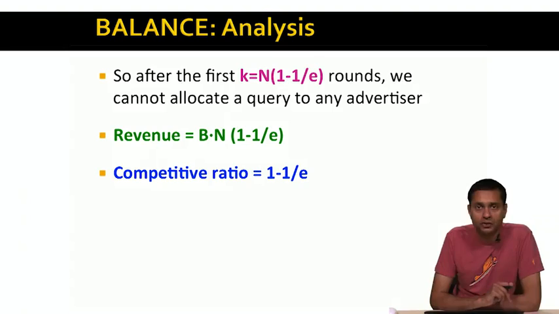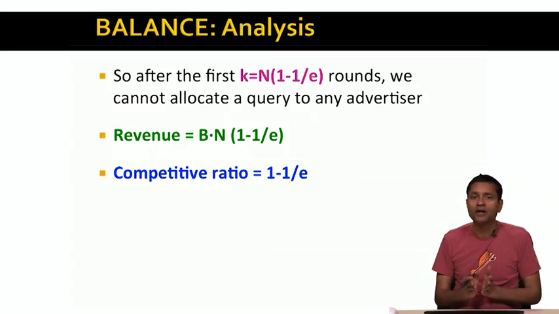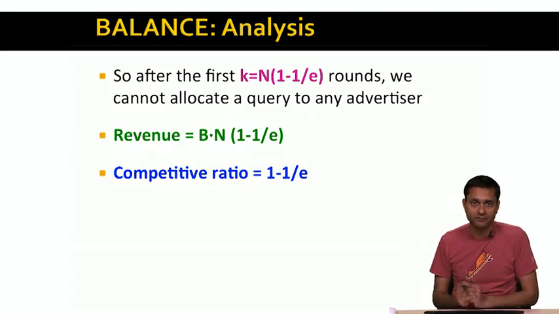Now we've also shown that the revenue of the optimal algorithm is n times B. And therefore, the competitive ratio of the balance algorithm is just the ratio of the revenues of the balance algorithm to that of the optimal algorithm, and that's 1 minus 1 over e. So what we've shown here is an example of a scenario where the balance algorithm has a competitive ratio of 1 minus 1 over e.